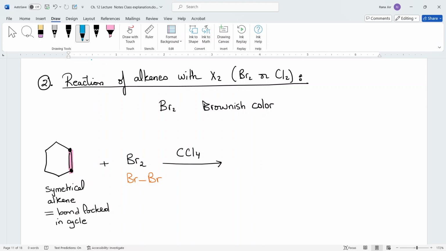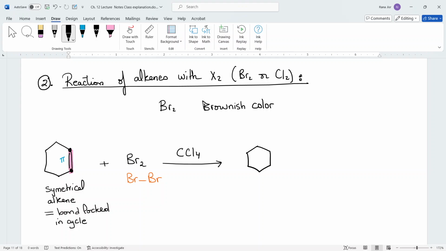The idea is the same. You're adding across the double bond, so you are breaking the pi bond of the double bond, and you are forming two sigma bonds in there. But because of the size of the bromine, whenever the double bond is locked in a cycle, locked in a cycle means you cannot get it out of the cycle. It is in the cycle. So if the double bond is locked in the cycle, you have to show the stereochemistry of the reaction. What does that mean? You have to show how the bromine is adding.